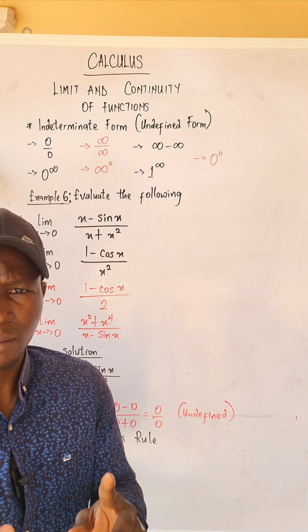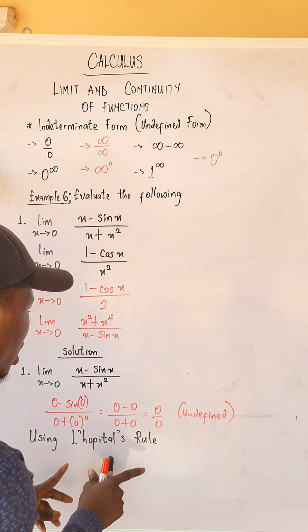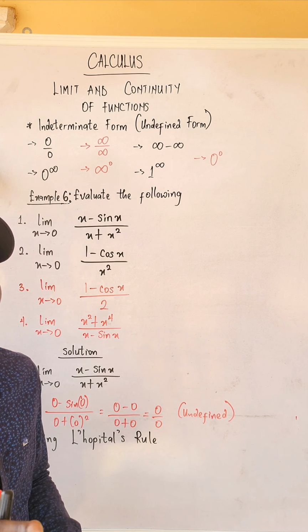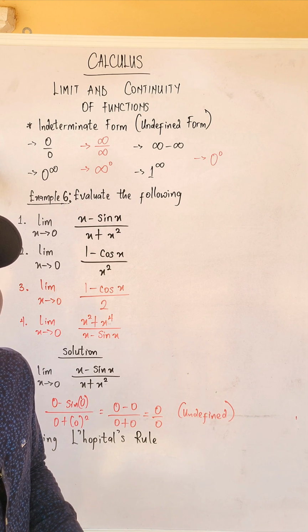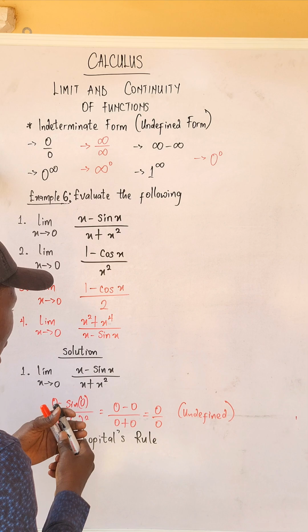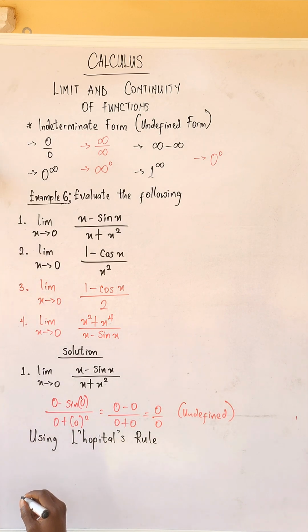And don't forget, L'Hopital's rule is all about differentiation. Take note of something: when you are solving limits, your denominator must not be 0. That's the aim. So let's solve using L'Hopital's rule now.